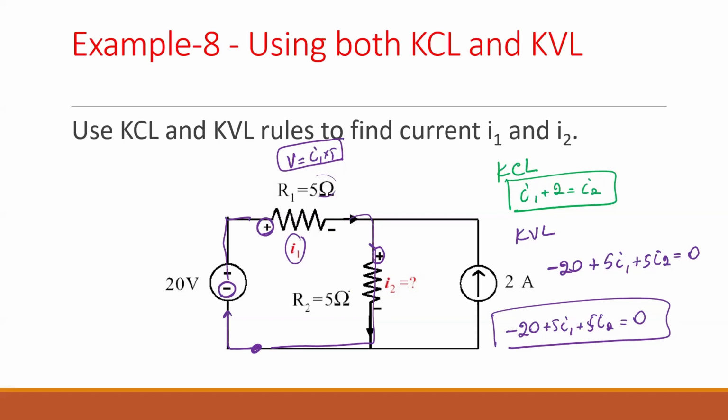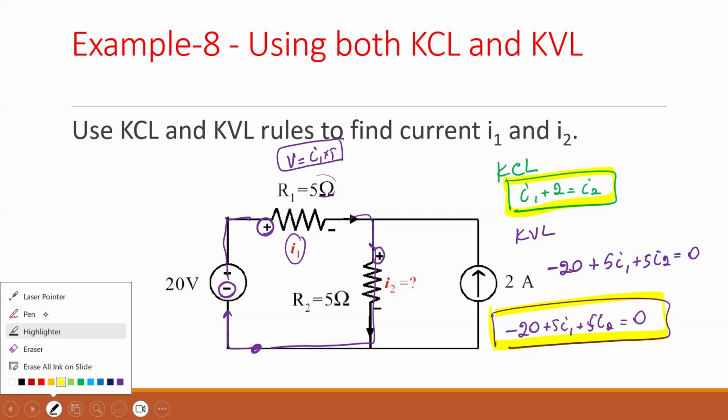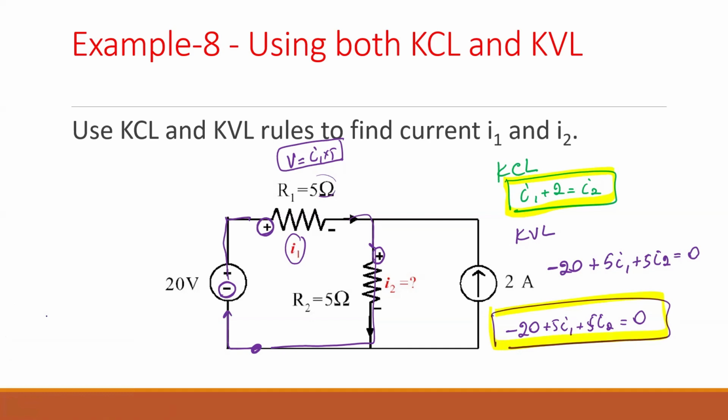They're asking us to find the I1 and I2. Can we find I1 and I2 now? You have two simultaneous equations, two unknowns. We can solve the two equations and we can find I1 and I2. Do you guys agree with that? Have you done in maths solving simultaneous equations?